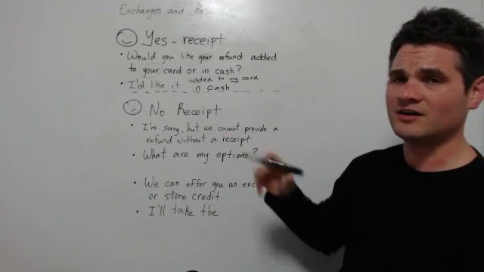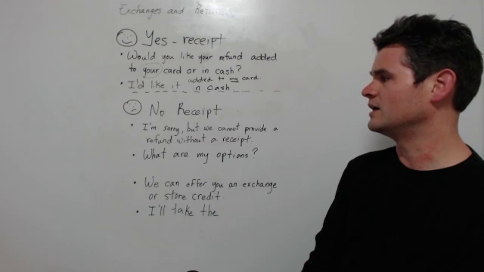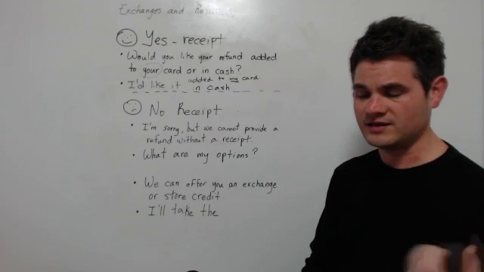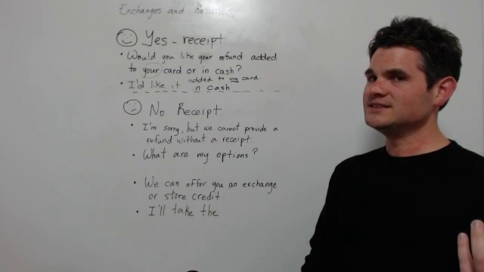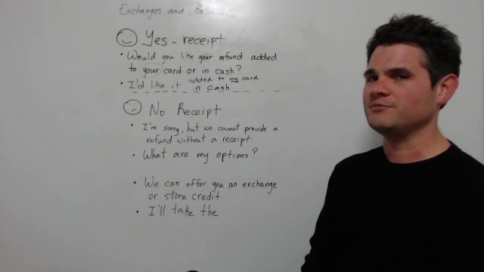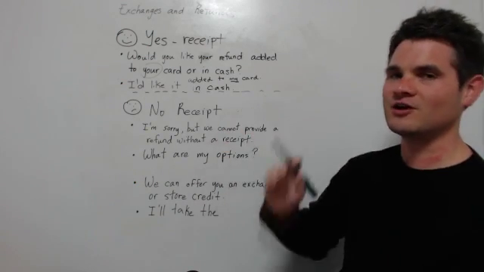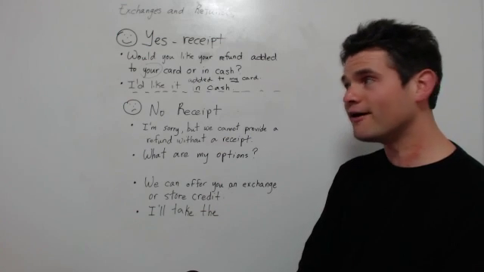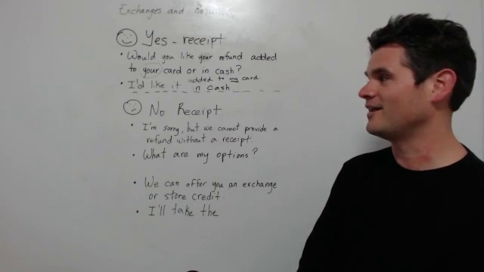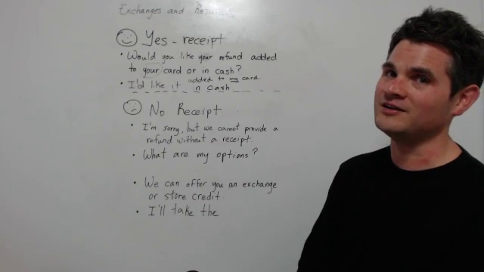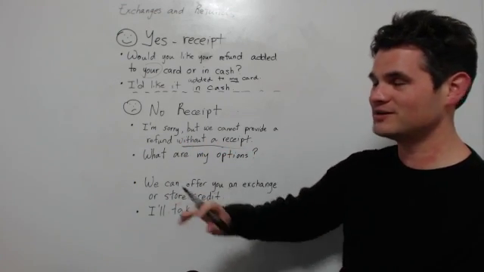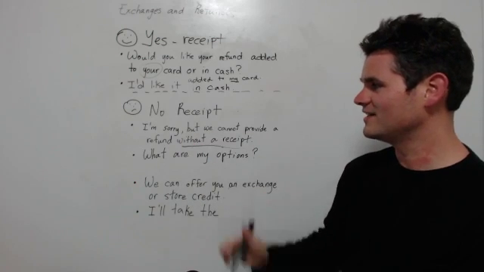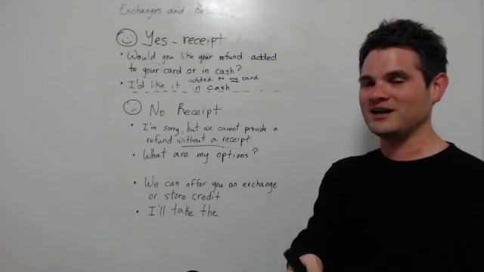Now, in the event that there is no receipt, the clerk asks you, do you have your receipt? No, I don't have it on me. Well, the clerk is going to say, well, I'm sorry, but we cannot provide a refund without a receipt. So this means no receipt, no refund. So they can't give you your money back.